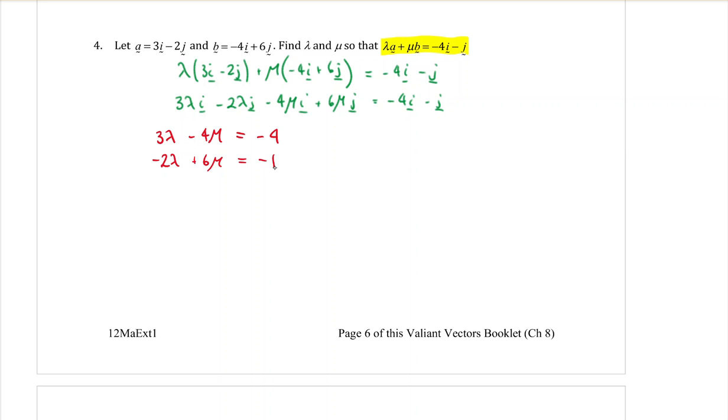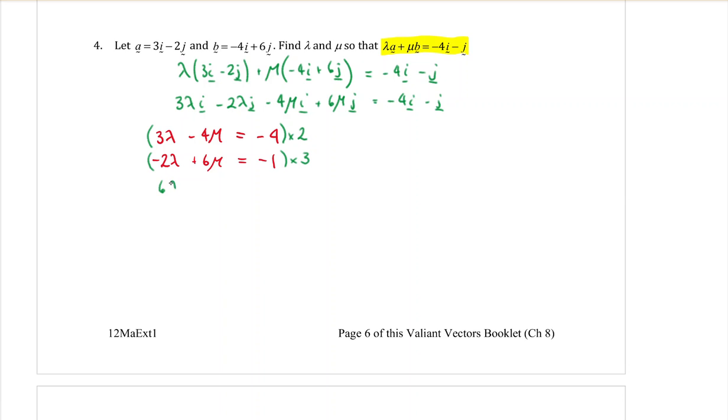Okay, now I have to solve those to find lambda and mu, simultaneous equations. How about we times, what can I times by? 3 and 2 would be easy. Alright, I'm going to times this one by 2, and I'm going to times this equation through by 3. Yeah, we're good so far? Yep. So let's times by 2.